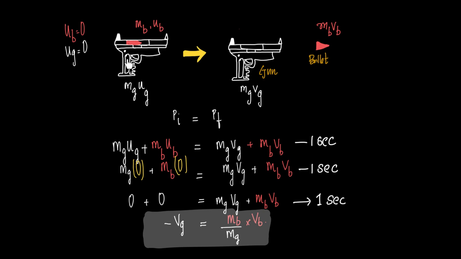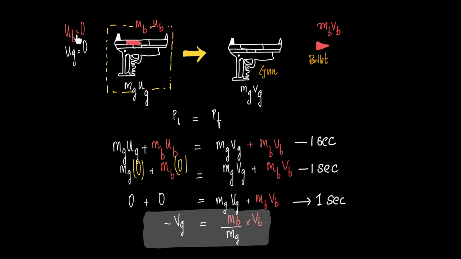So this is the system. Now this is understood. We don't need to draw the system every time, right? So this is a system here. And in this system, the initial momentum has 2 components, one of the gun and the second of the bullet. So what's momentum? Mass into velocity. Mass of gun into initial velocity of gun plus mass of bullet into initial velocity of bullet.